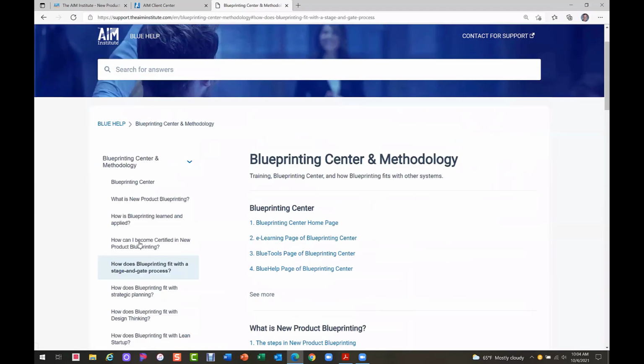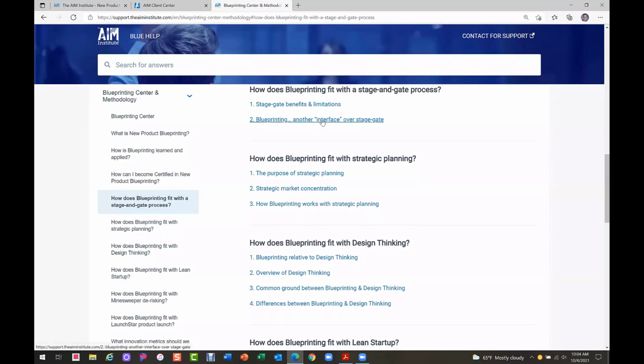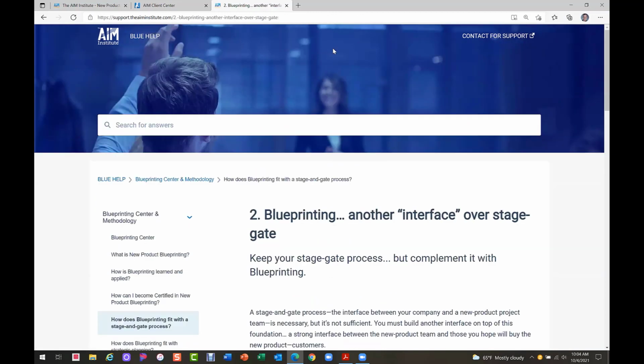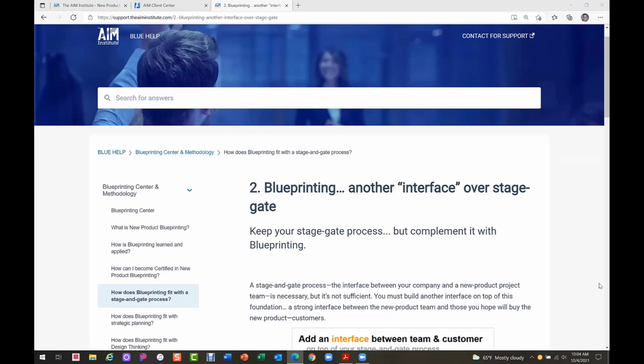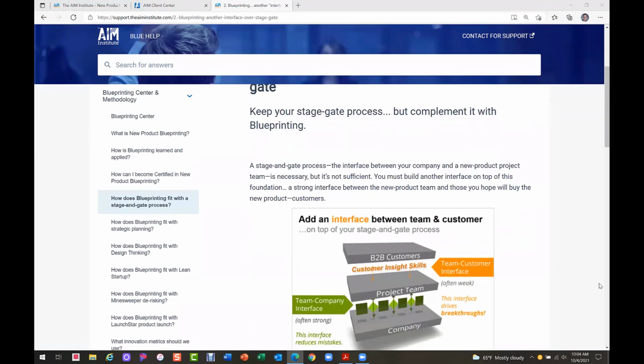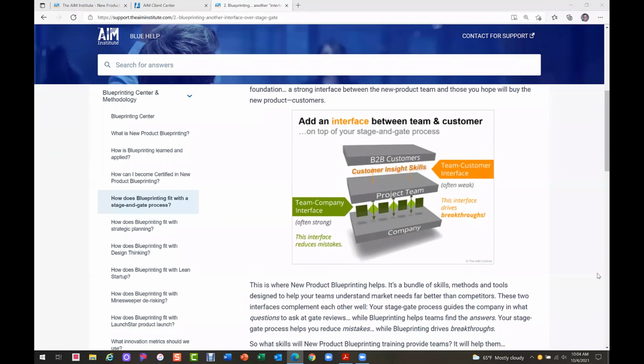Let me go over here and click this. And we had a second article. Now, this is one way you might want to think about where blueprinting fits with StageGate. Some people think about it, well, it goes in the front end. Yeah, that's right. Some people say, oh, it goes before our StageGate. Like, well, okay. Some people, they don't start their StageGate until after they do blueprinting. So those are all viable ways of thinking about it.